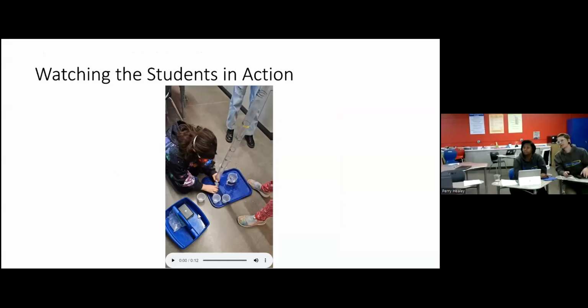Okay, this is just an example of what Pop Goes Up is, or what this experiment looks like when students are in their small groups. So we're going to play the video so you can see exactly what it looks like.